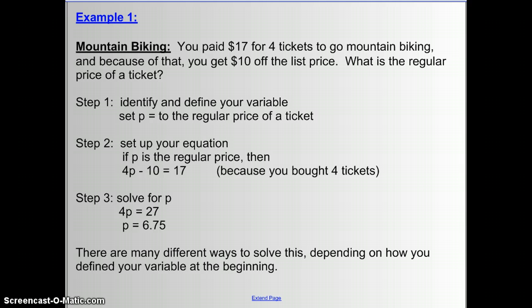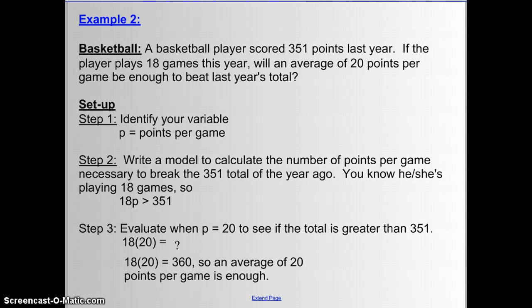There are lots of different ways to solve this depending on how you think about it and how you define your variable at the beginning. Some students like to set, rather than P for the price of an individual ticket, they'll set their variable as the cost of 4 tickets. So they would be solving for the total regular cost of 4 tickets, and then they would divide by 4. It's just how you want to set it up. That's why you want to make sure you define that at the beginning.